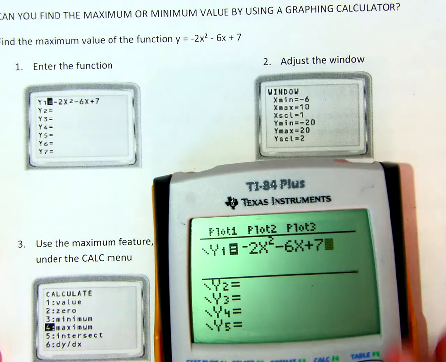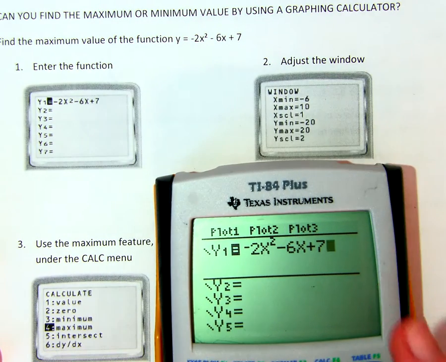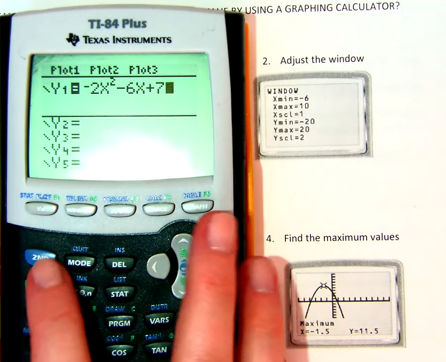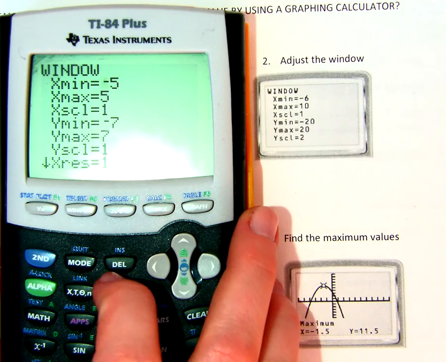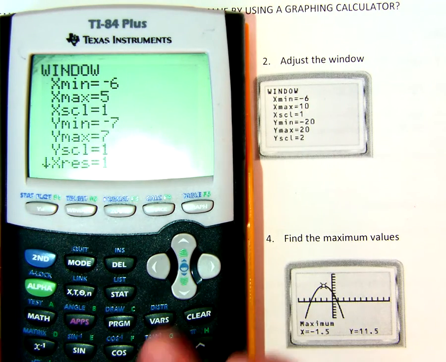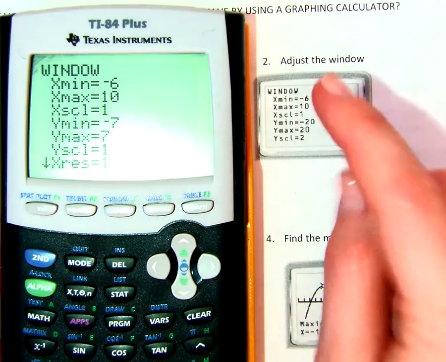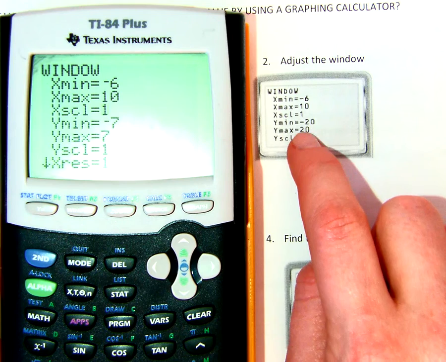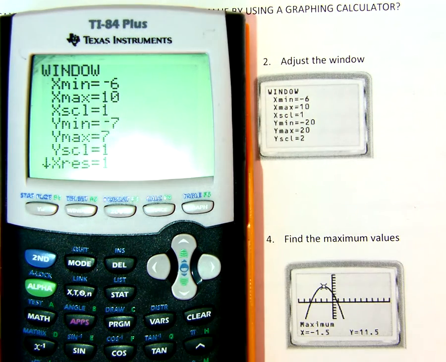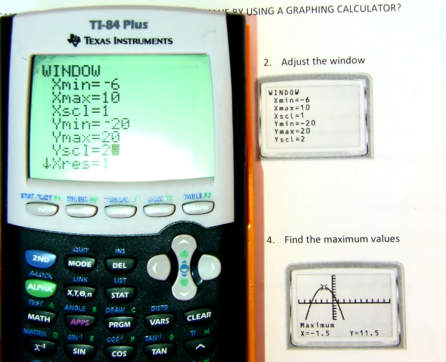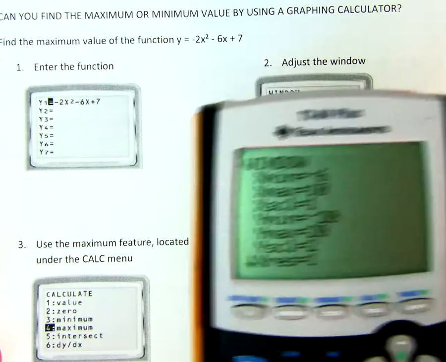Now I've given you what you should adjust the window to. So let's go to window. The window button is right here. I'm going to let x be negative 6. The x maximum be 10. I'm going to let my x-axis count by ones. On the y-axis, though, I need to look at a little bit more. So I need to go down as far as negative 20, up as far as 20. And so that I can tell this a little bit more precisely, I'm going to let my y-axis count by 2's.